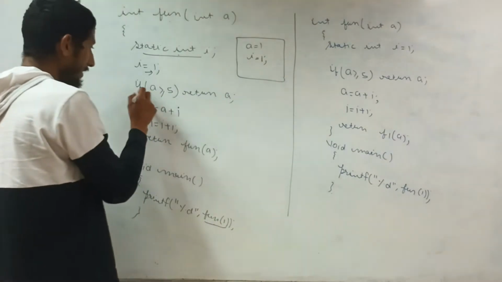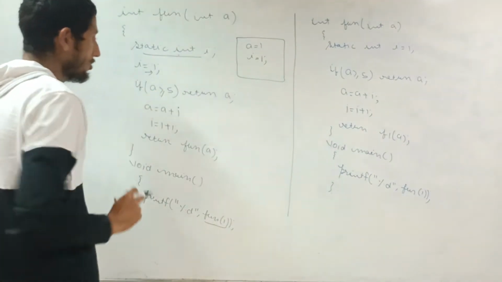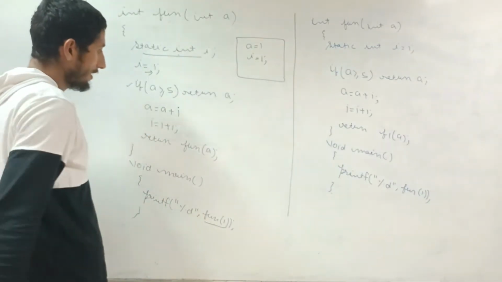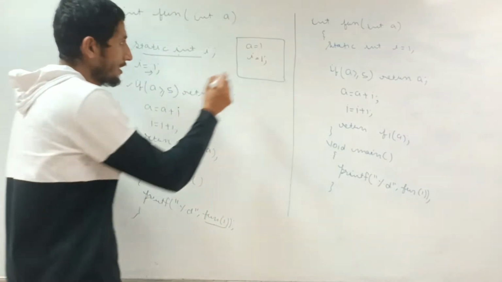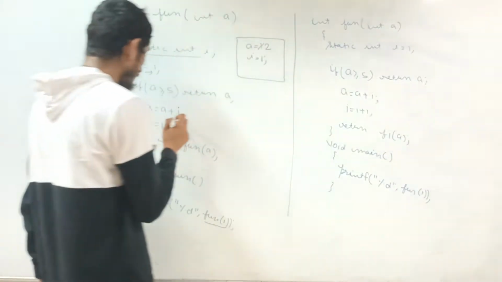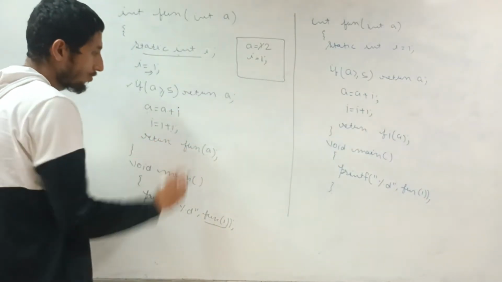If a is greater than or equal to 5, no, it is not true, so I will skip this one. I will come here. The value of a is incremented by i. The value of i is 1, so 1 plus 1 becomes 2, so the value of a becomes 2. Return fun(2).